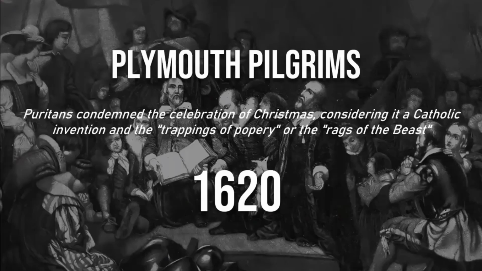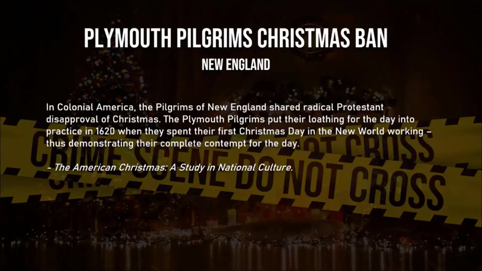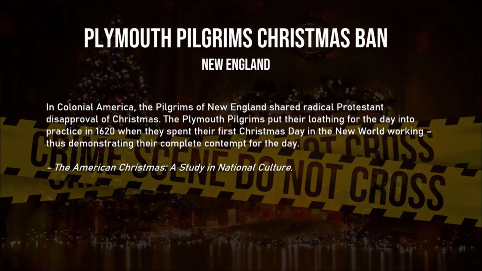Plymouth Pilgrims. Puritans again condemned the idea of Christmas, saying it was trappings of the popery. This was in 1620. This was New England. In colonial America, the Pilgrims of New England shared radical Protestant disapproval of Christmas. So here we can see it wasn't just the Pilgrims from Plymouth. It was a lot of Protestants at the time. A lot of Protestants in the 1600s knew that Christmas had nothing to do with the birth of Christ. The Plymouth Pilgrims put their loathing for the day into practice in 1620 when they spent their first Christmas day in the New World working, thus demonstrating their complete contempt for the day.